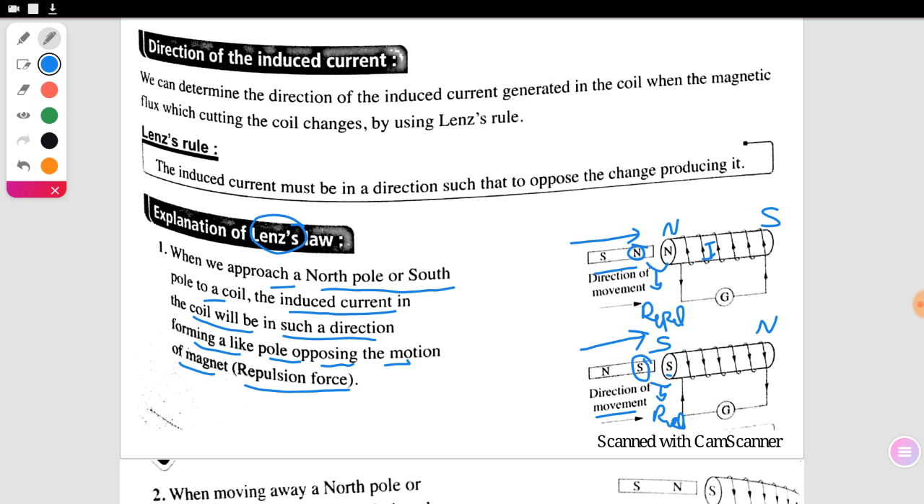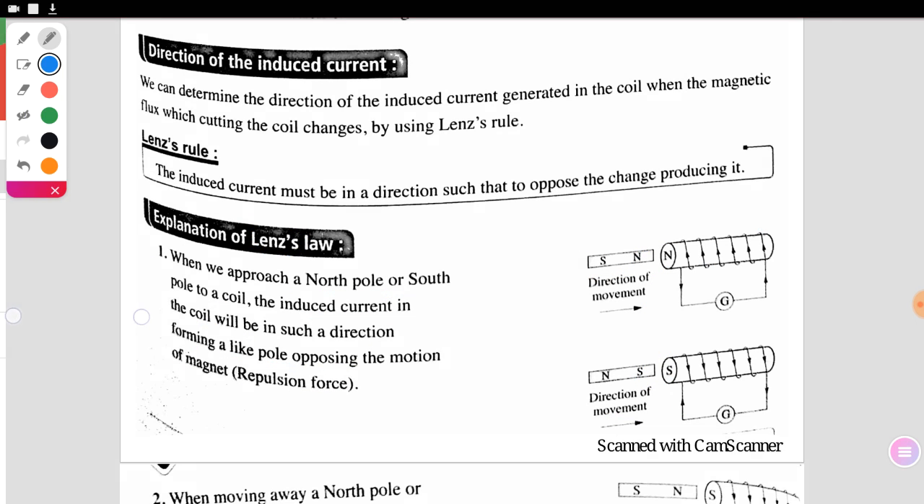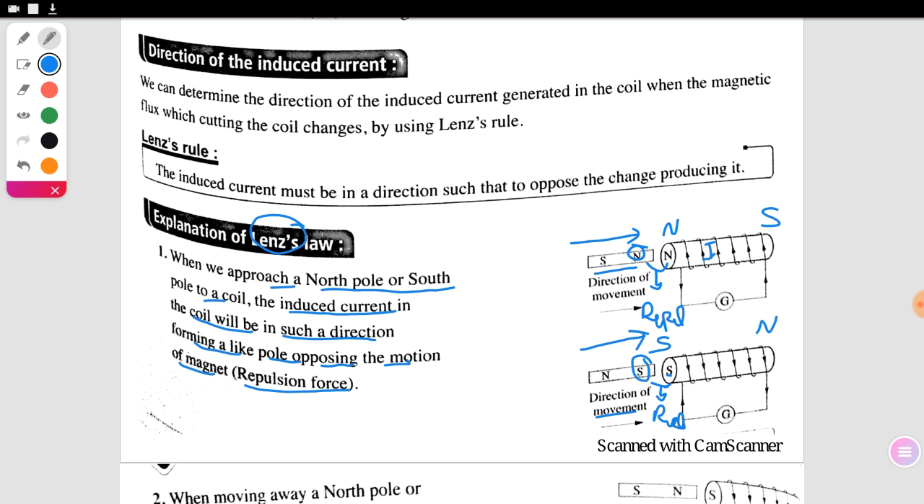This means that like poles repel each other. When we approach any magnet to the solenoid, the same pole of the magnet is formed facing it and repels it. This means that the induced EMF is produced in a direction that opposes the change producing it.